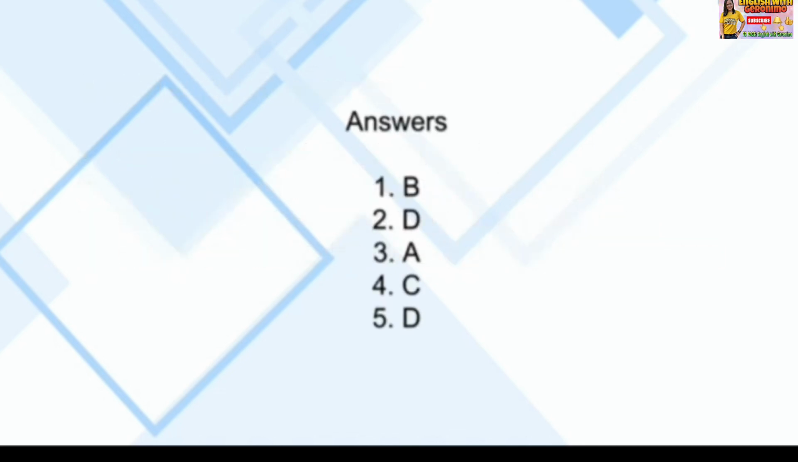Here are the correct answers. Number 1 is B, number 2 is D, number 3 is A, number 4 is C, and number 5 is D. And that ends our lesson on expressing one's beliefs or convictions. Congratulations for completing lesson number 6 of the third quarter.